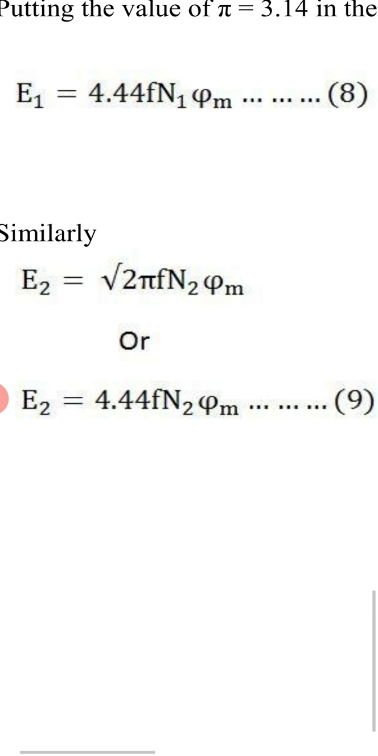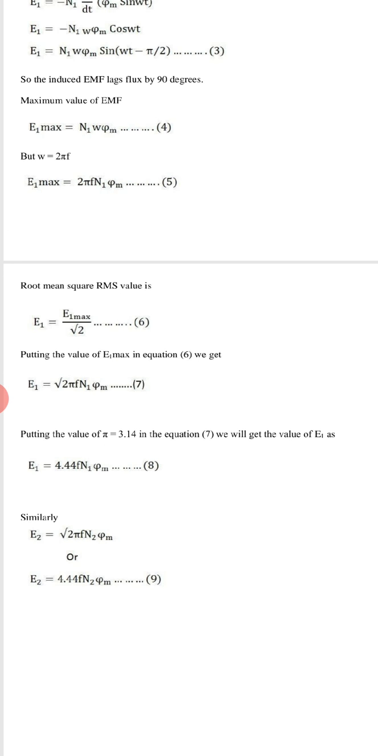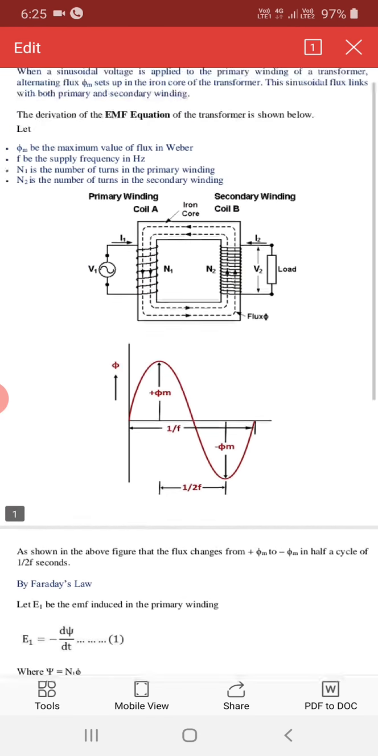Here we can see that the frequency in both equations is the same because frequency does not change. Whatever frequency we feed to the primary circuit, we get the same frequency from the output side, and the flux is also the same. The common flux links with both the windings, primary as well as secondary. But the induced EMF in both the windings differs just because of the number of turns. So this is all about the EMF equation of the transformer.